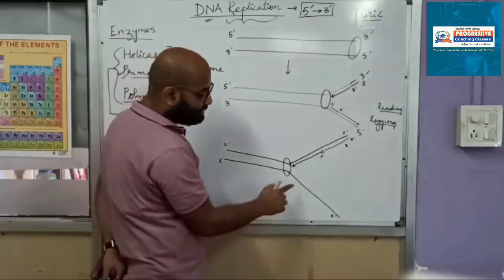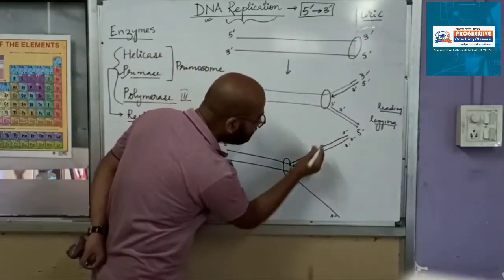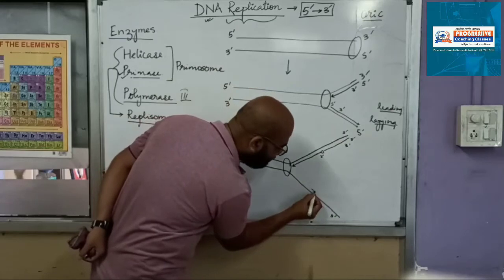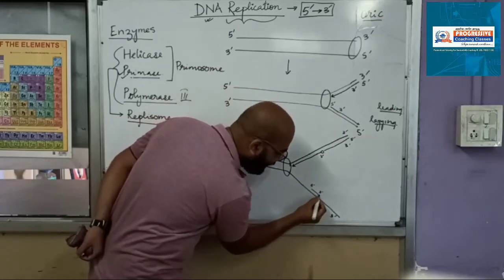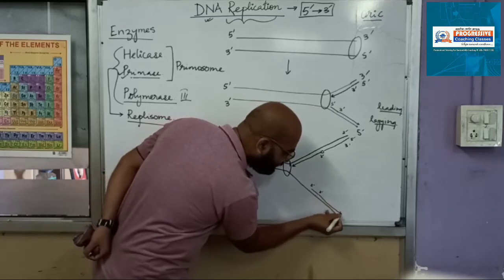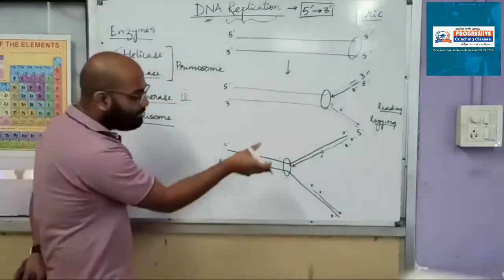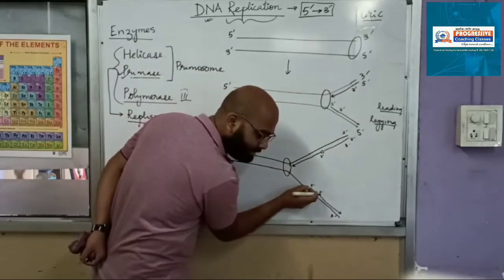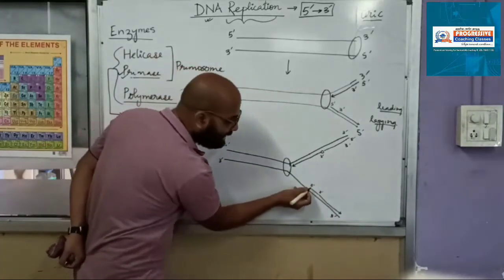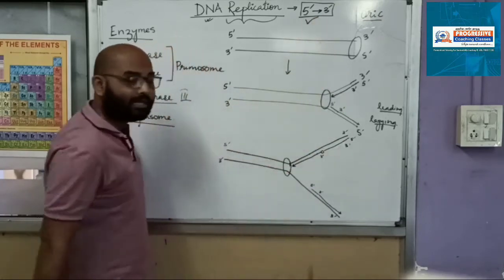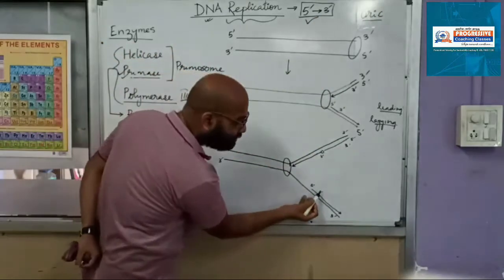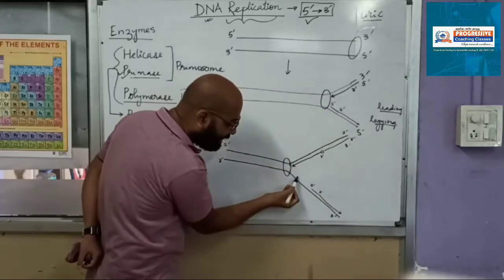But the scenario is not the same here, because till this point the primer was here, it was 5 prime, it was 3 prime, and it was being synthesized in this direction. If polymerase is going to find this site, it cannot synthesize in this direction. As we all know, replication can occur only in the direction of 5 prime to 3 prime. So here it cannot synthesize.